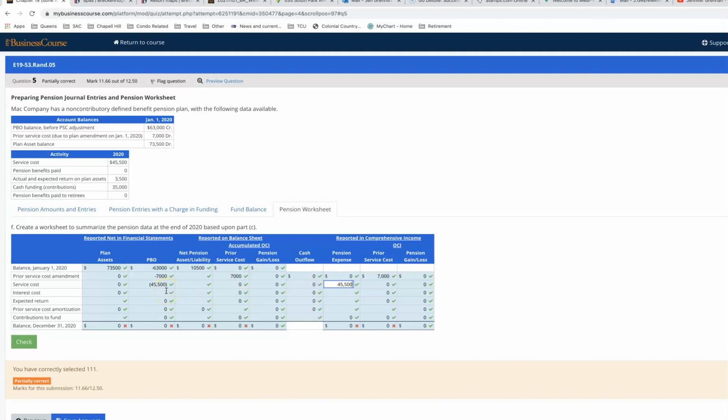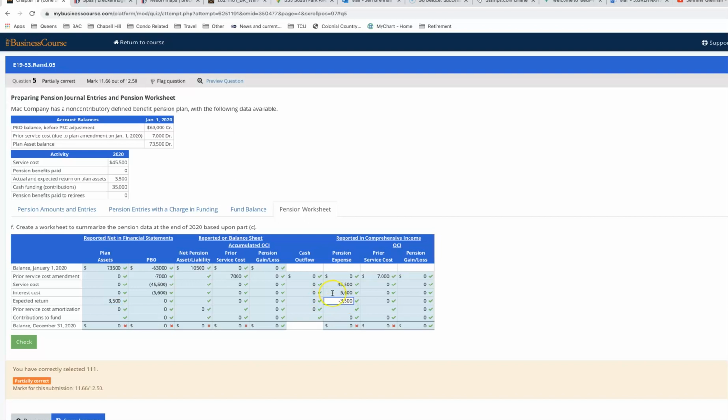The next is our interest cost. Well, we calculated that on the previous screen, and we said, we know we need to grow this liability to reflect time value of money, and at our discount rate of 8%, that's $5,600. And again, that's a straight increase to pension expense. We get to decrease pension expense by the amount we think those plan assets will earn. And they told us that we had an actual and expected return of $3,500. So plan assets go up $3,500 and we get to decrease our pension expense.